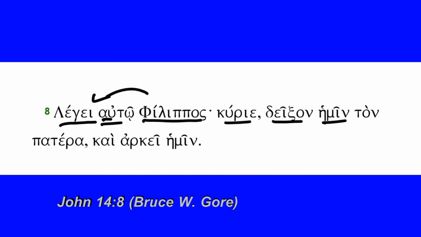The indirect object here, to us. This is the second, rather the first person plural pronoun, so show to us. Ton, the article, masculine, singular, accusative, patera, the Father. So show to us the Father. Father is the direct object of the verb, and hēmin here is the indirect object. Kai, the connective, and arkei, this is from arkeō.